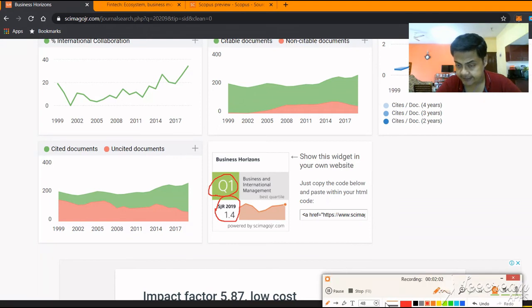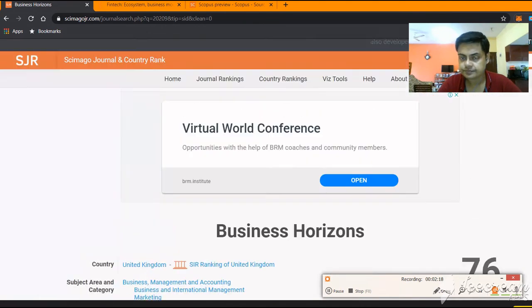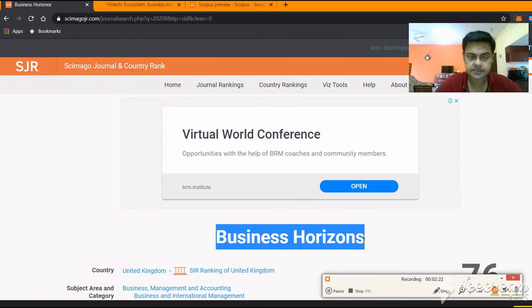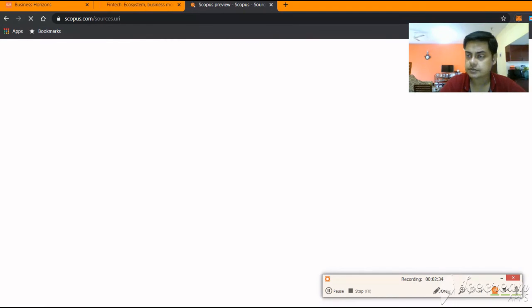Let me try to delete this one, undo. Fantastic, it has gone. Now I will close the drawing and go to Scopus. I'll copy the journal name from here, Business Horizons, and search the title in Scopus. The journal has come up. Let us cross-check in Scopus once.